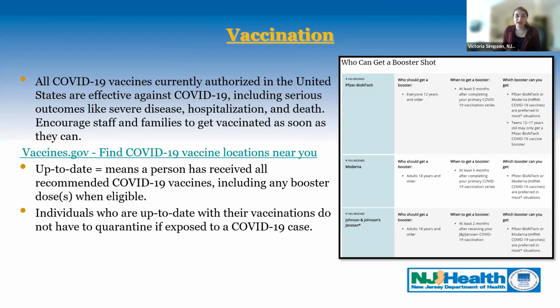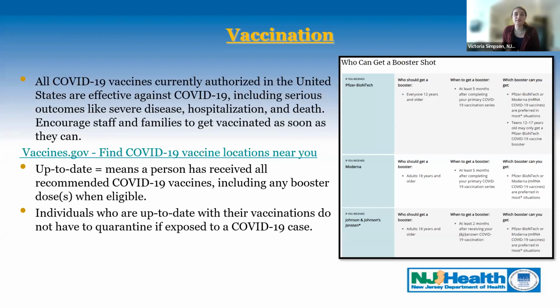Individuals who are up to date with their vaccinations do not have to quarantine if they are exposed to a COVID-19 case. On the other hand, if an individual is eligible for a booster and they have not yet received it and they are exposed to a COVID-19 case, then they do have to quarantine. So a good website to direct the public to is www.vaccines.gov if individuals need help finding providers who are offering pediatric vaccinations. Additionally, all individuals are encouraged to be up to date with their vaccinations.